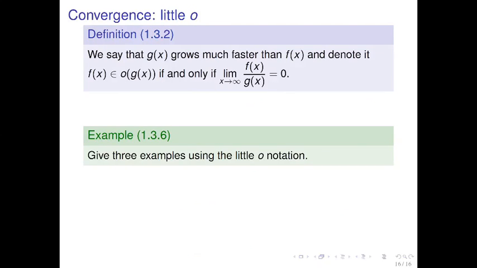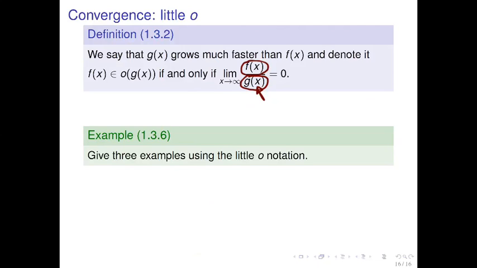Lastly, we introduce another notation called the little o notation that is seldom used in practice, but it's good to know anyway. Definition 1.3.2 says the following. We say that g of x grows much faster than f of x, and denote it f of x is an element of little o of g of x, if and only if the limit of the fraction f over g as x approaches infinity is equal to 0. Well, this kind of makes sense. If g of x grows a lot faster than f of x, then the denominator is a lot bigger than the numerator. The limit of that expression should equal 0.